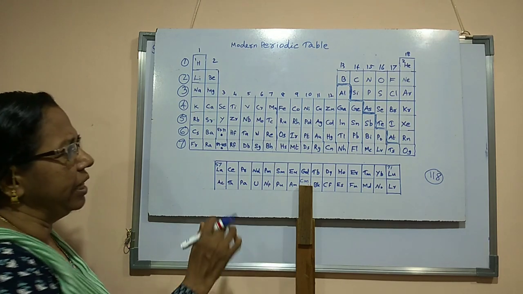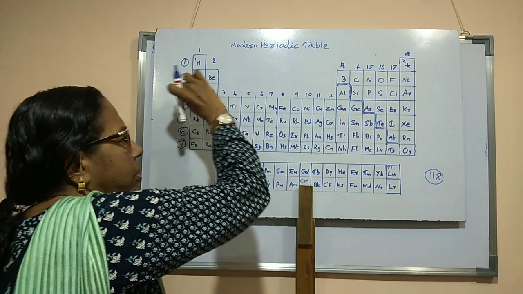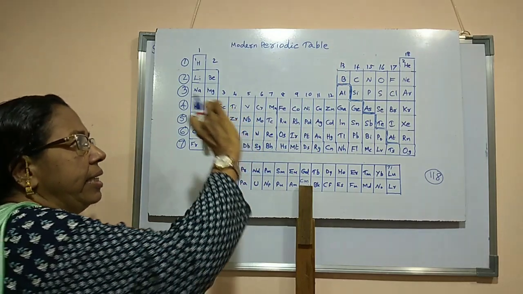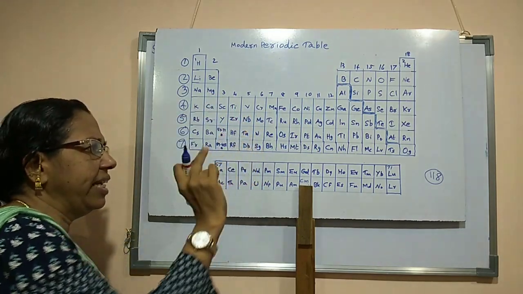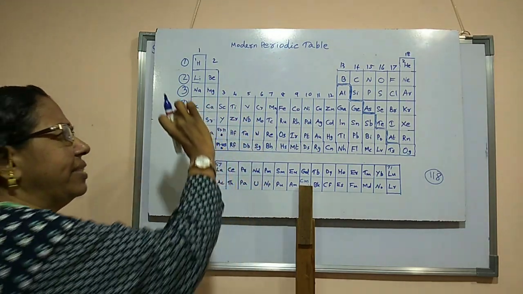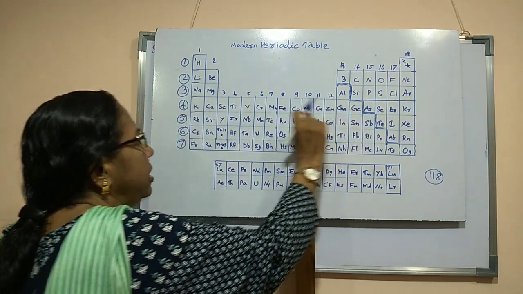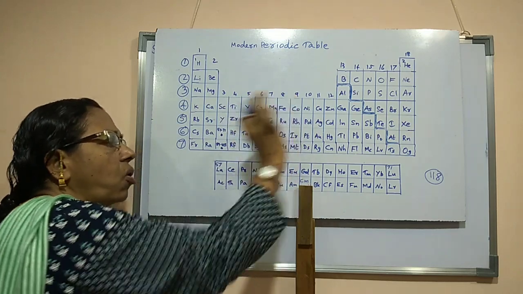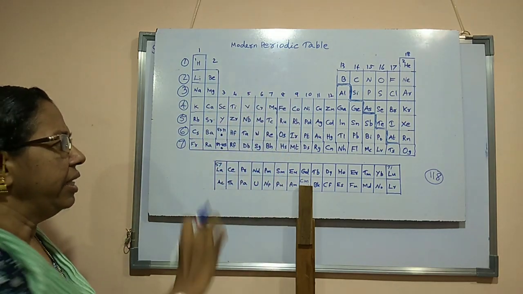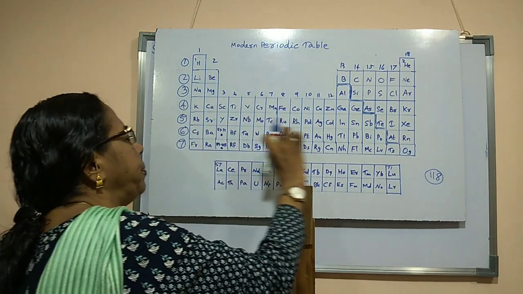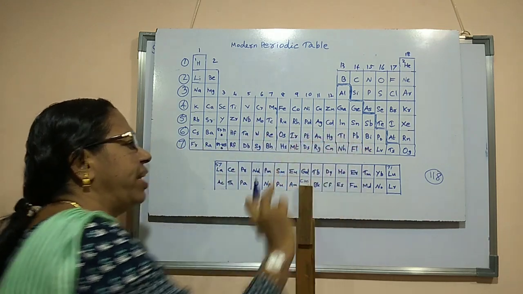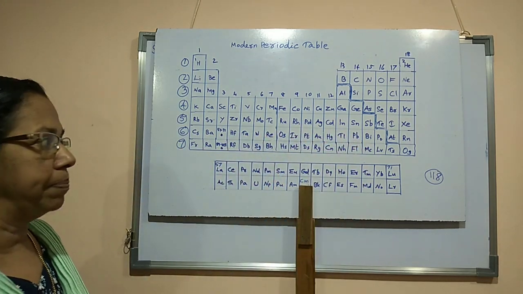Now, I have to explain here about the period. Already I had explained in which period they lie. Suppose these elements are all lying in the 4th period, so they all will have 4 orbits. Already I had explained. Now, suppose they are lying in the 7th period, all will have 7 orbits in the atom.